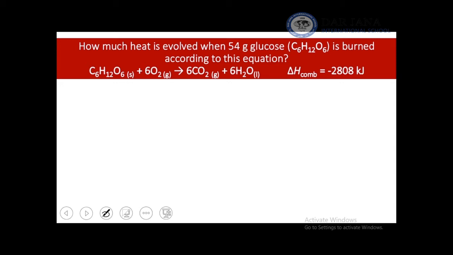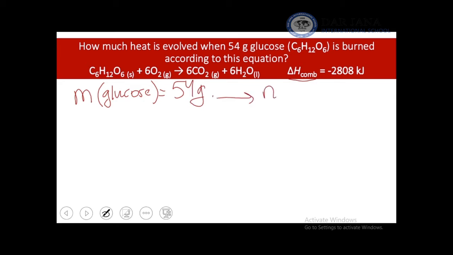So let us calculate the amount of energy produced if you don't have 1 mole, if you have more or less. In this case, how much heat is evolved when 54 grams of glucose is burned according to the equation? So this is the combustion of glucose, and as we said, this is the amount of energy produced by 1 mole of glucose. Here the given is mass. To find the amount of energy produced, I should convert it into moles. Then I use the mole ratio.